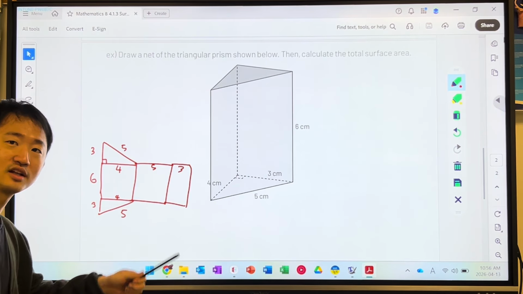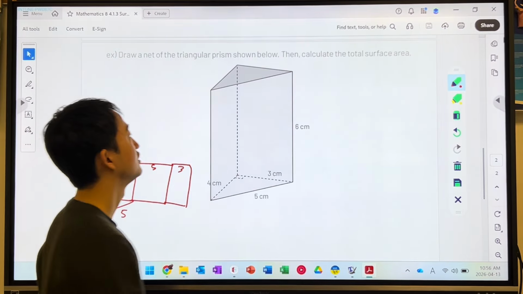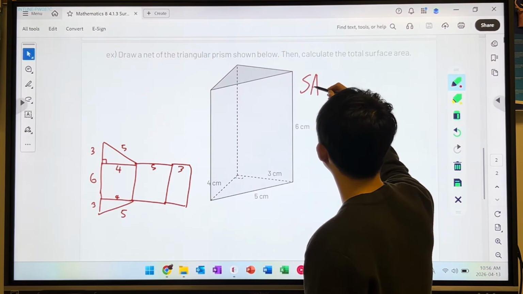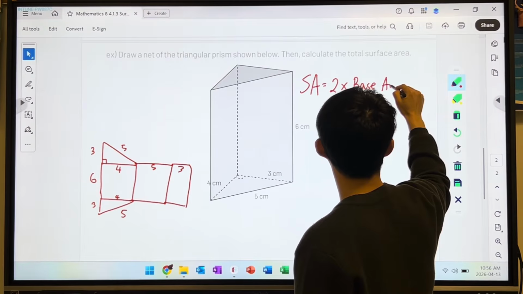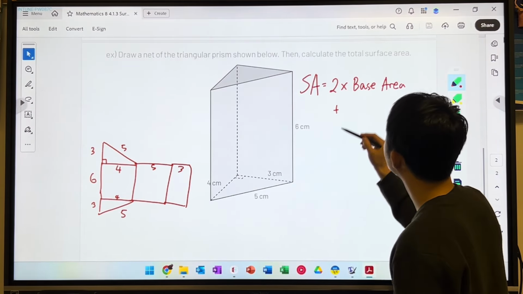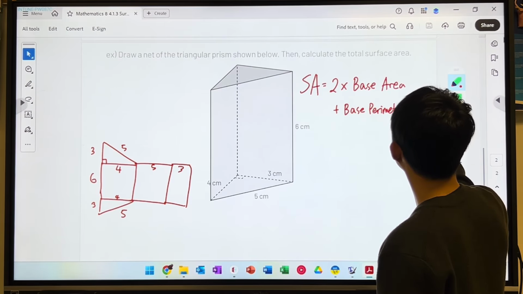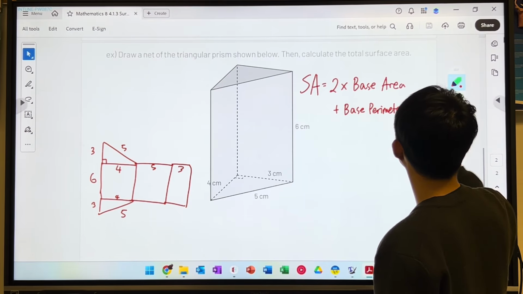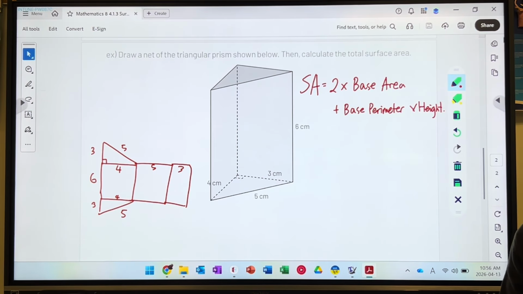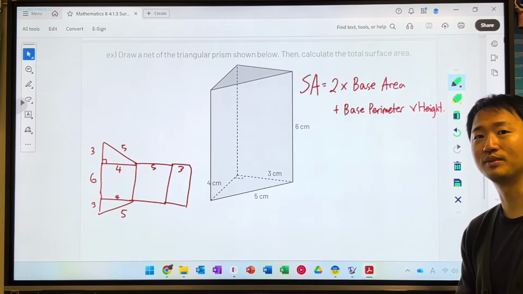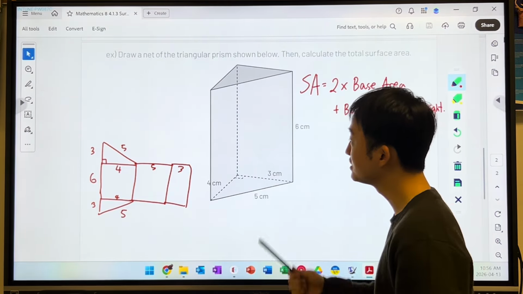Now, I can calculate the area of each part, but I'm going to introduce another formula here. The formula that we're going to use goes like this. The surface area of a prism is given as 2 times the base area plus the base perimeter times height. It is 2 times the base area plus base perimeter times height. So this formula is useful because it is used for all types of prisms and the cylinders. And also, we can see the connection quite easily.